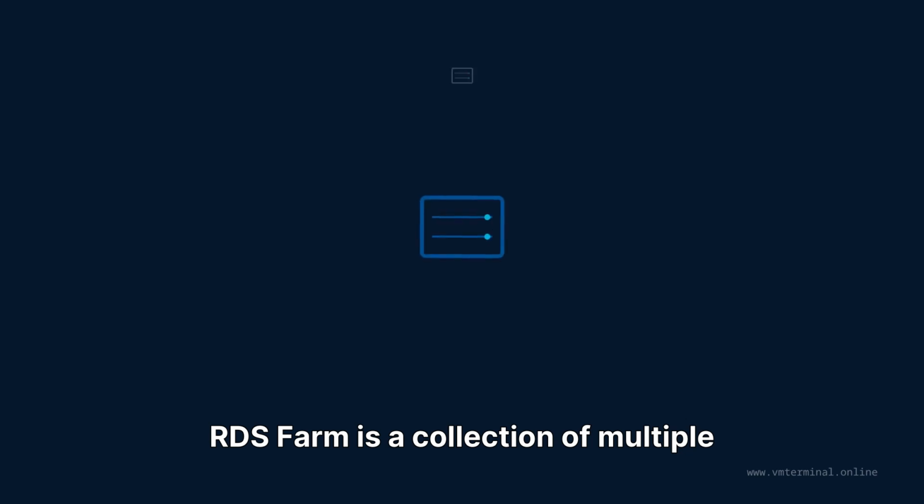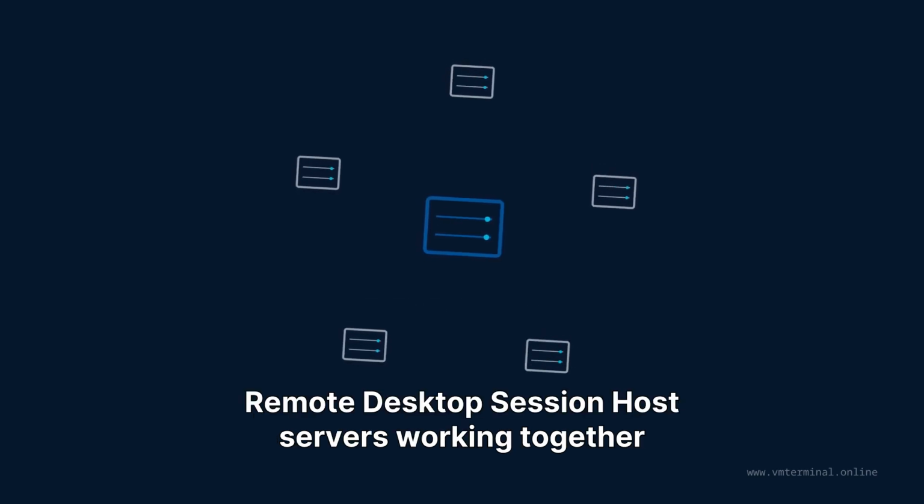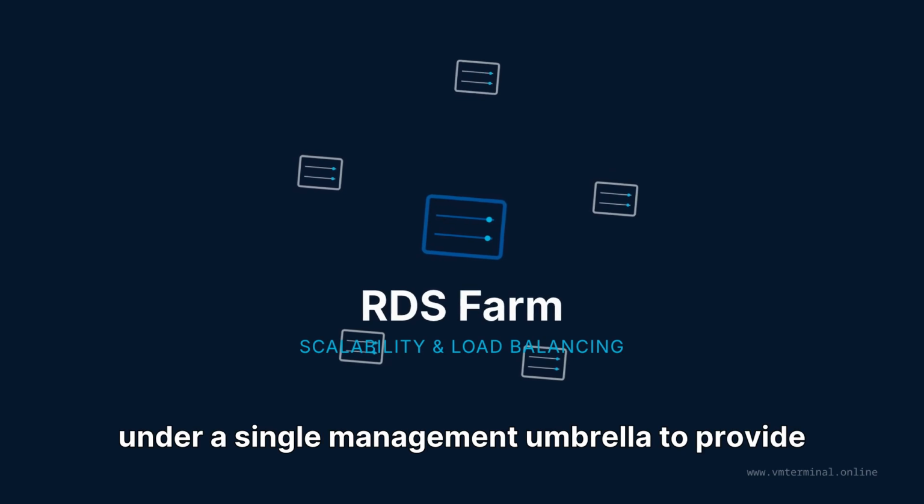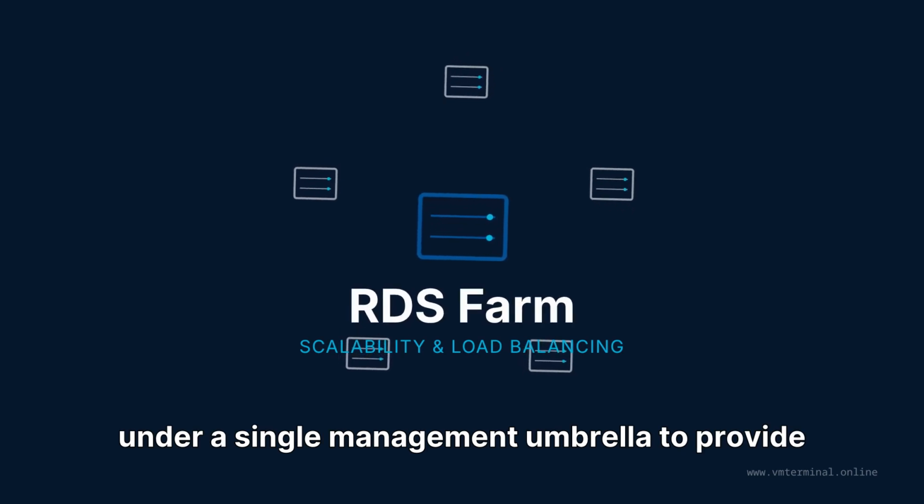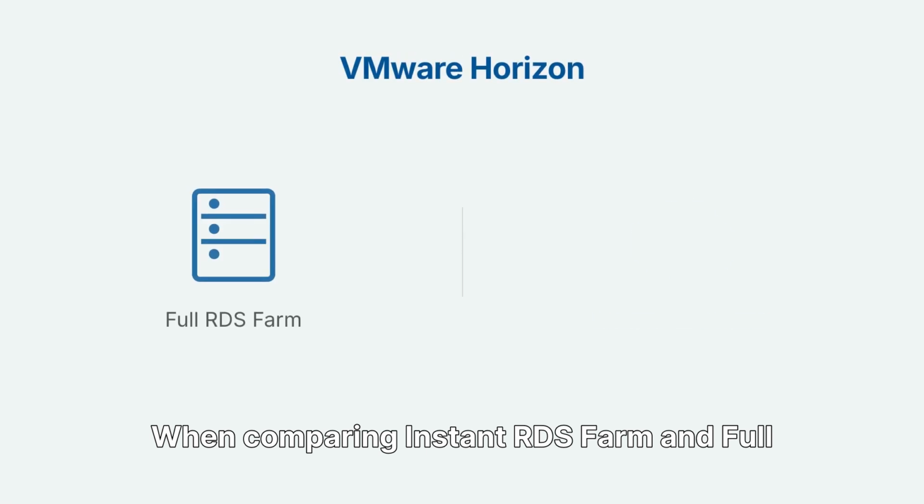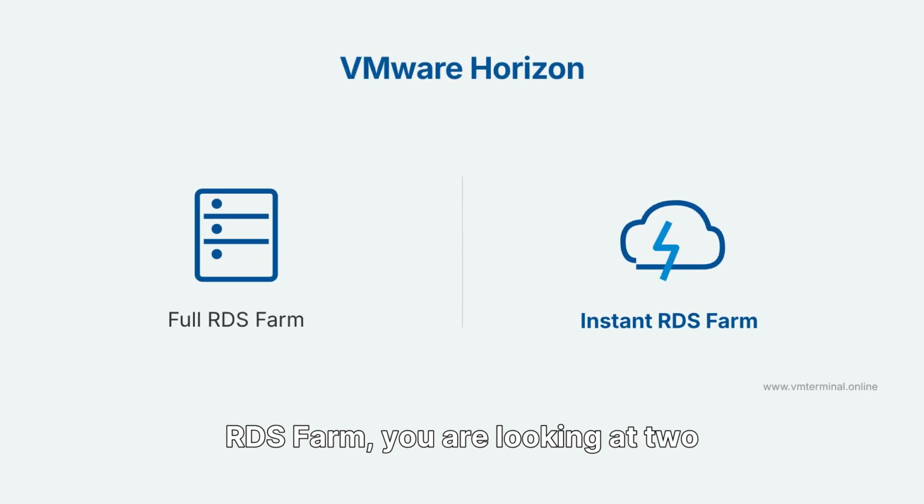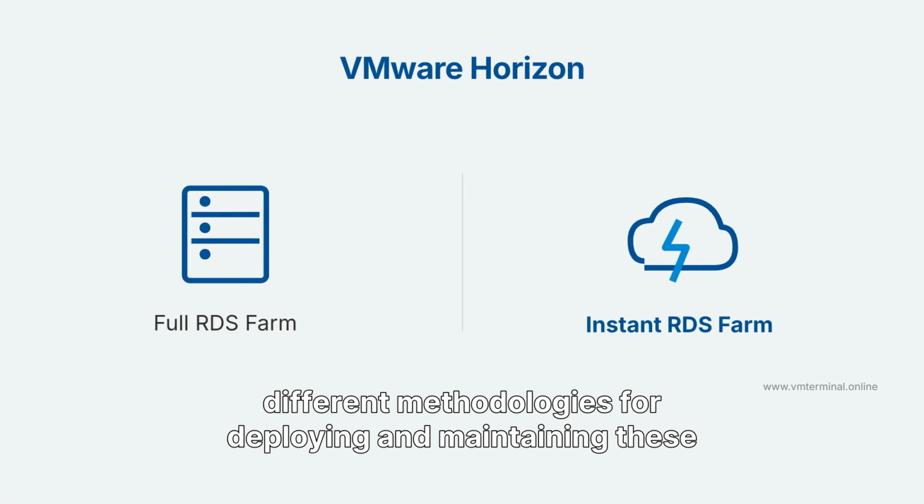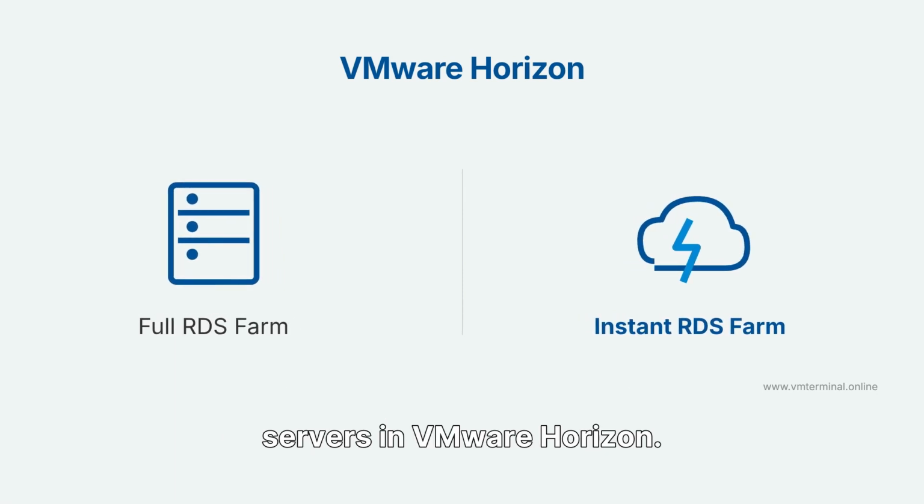RDS Farm is a collection of multiple remote desktop session host servers working together under a single management umbrella to provide scalability and load balancing. When comparing Instant RDS Farm and Full RDS Farm, you are looking at two different methodologies for deploying and maintaining these servers in VMware Horizon.